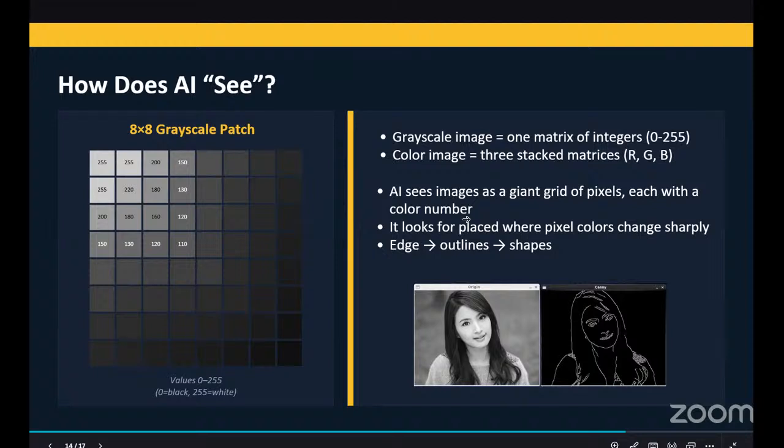It'll end up making outlines based off that. You can see the original image, and then you can see the outline it has. That outline creates shapes, and using those shapes, it has an algorithm, which we might talk about in the future.